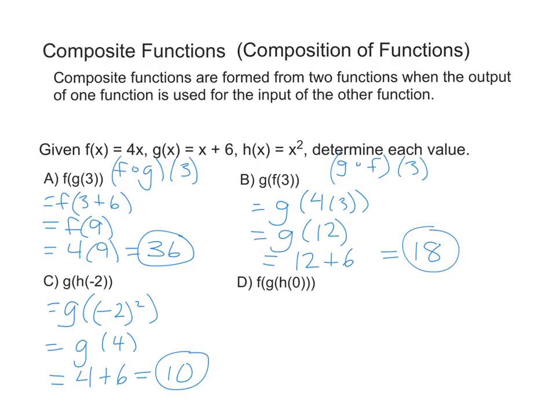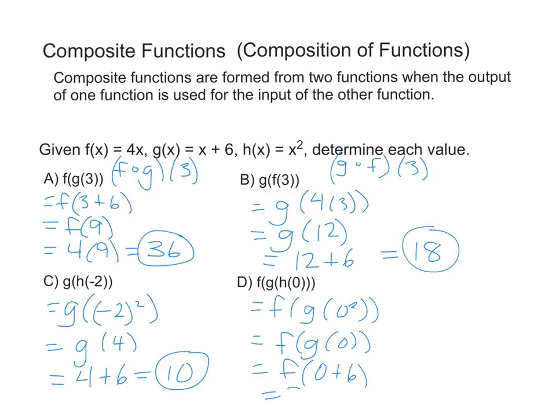So for this second one, the f I'm just going to leave for now, and the g, but we'll do this h of 0. H is x squared, so 0 squared. So then we have to find f of g of 0. G of 0 would be 0 plus 6. So then we want f of 6, and f of 6 is equal to 4 times 6, or 24.